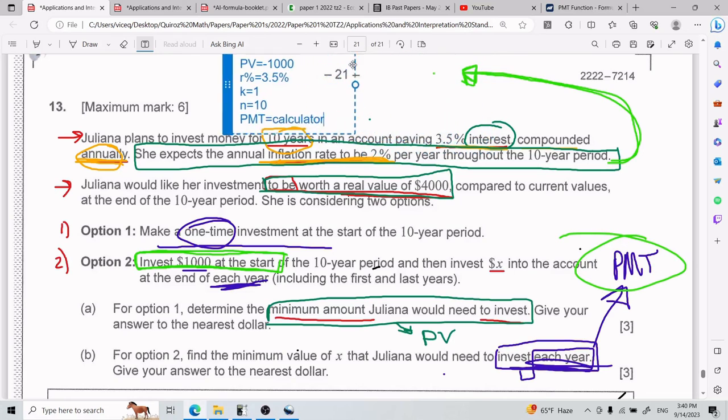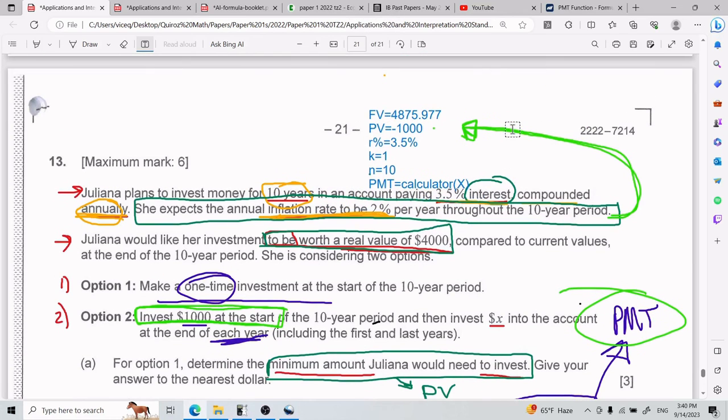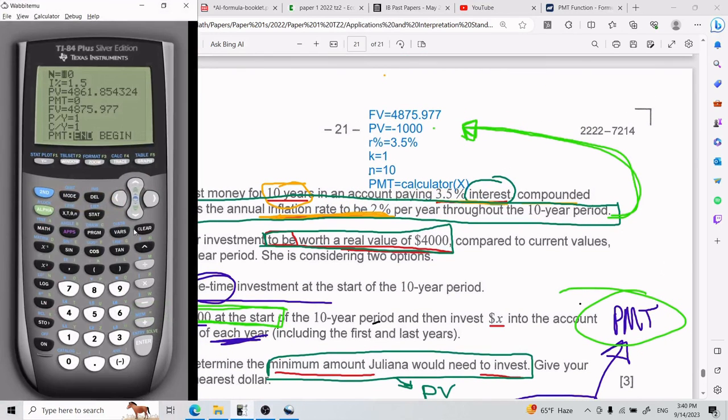So PMT is what we're looking for. PMT is going to be your X value, right? And the calculator is going to help you find that. So I go ahead and plug everything in. N is 10, my percent is 3.5, my PV is negative 1,000, my PMT we leave at 0. That's what the calculator is going to find. You don't need to plug in X, actually. It's not necessary. You can just leave it at 0.